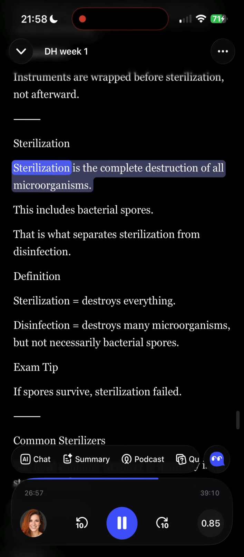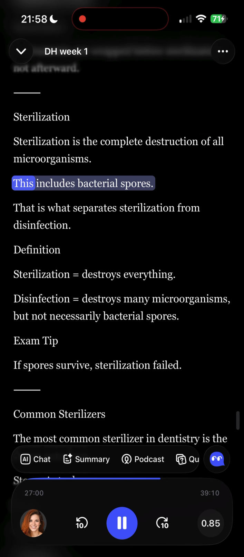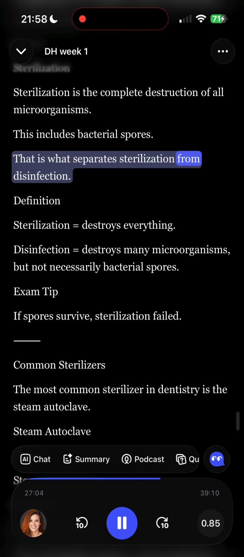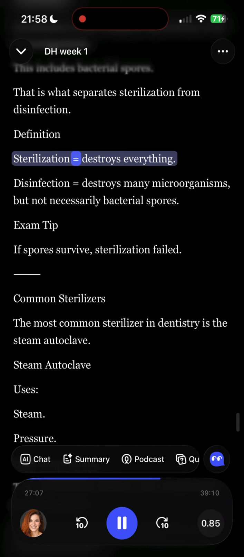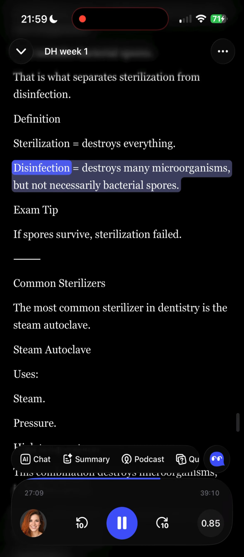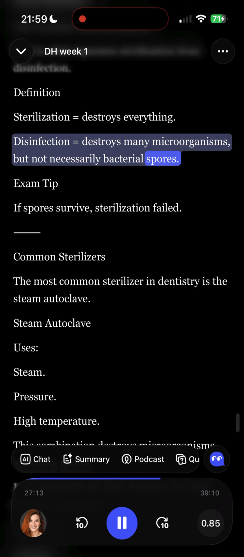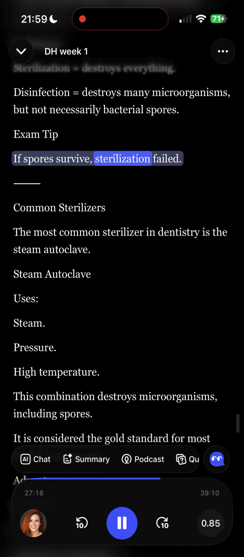Sterilization. Sterilization is the complete destruction of all microorganisms. This includes bacterial spores. That is what separates sterilization from disinfection. Definition: sterilization equals destroys everything. Disinfection equals destroys many microorganisms but not necessarily bacterial spores. Exam tip: if spores survive, sterilization failed.